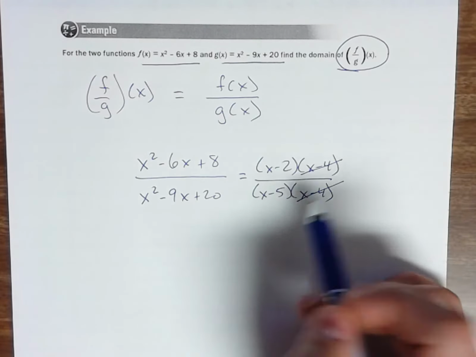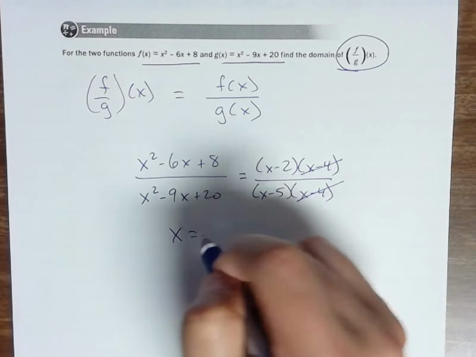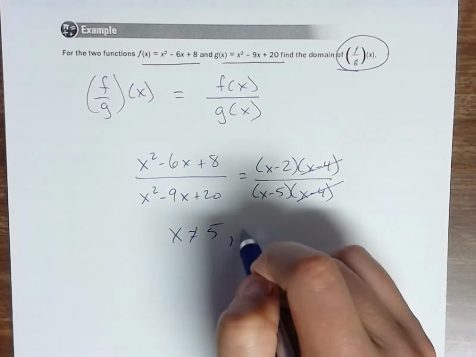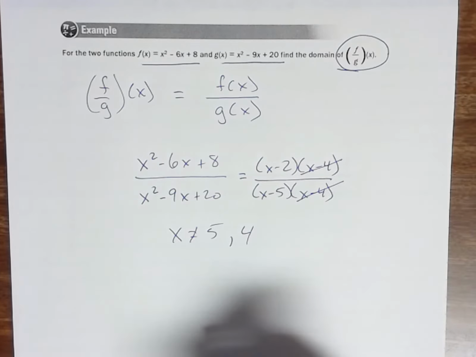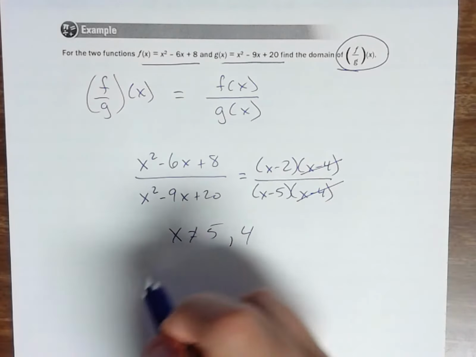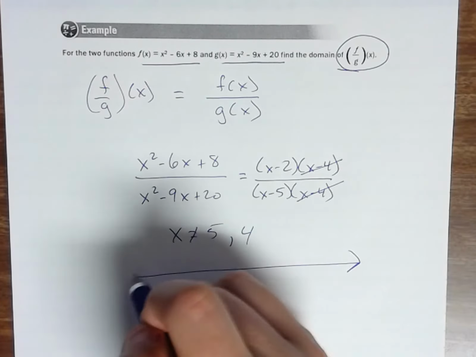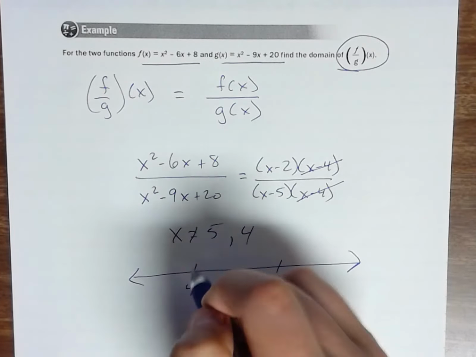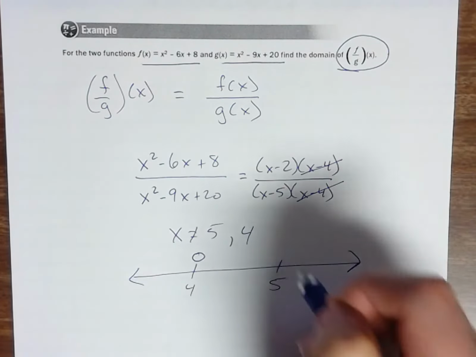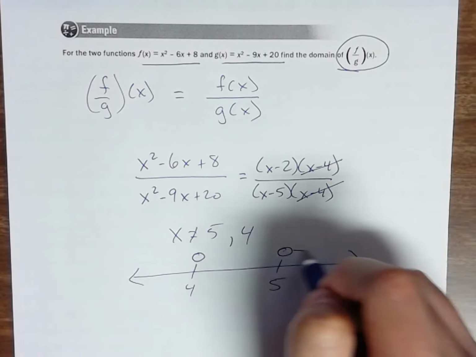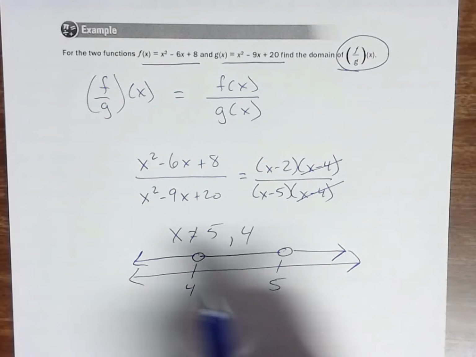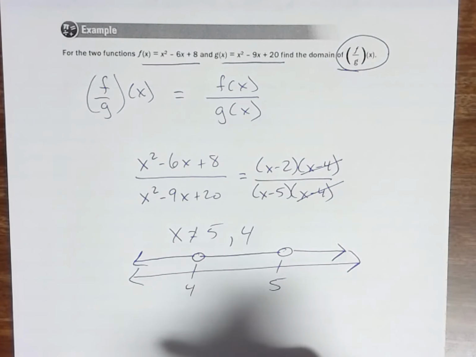But x can't be 5 because of this, and it also can't be 4, right? So let's just put that in interval notation. Now, good review, let me just visualize this. So 4, 5, it can't be that, it can't be that, but it can be everything else. So that helps me if I do a quick sketch like that.